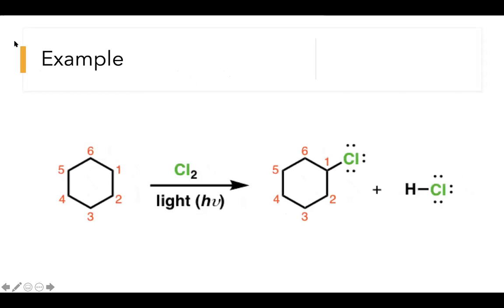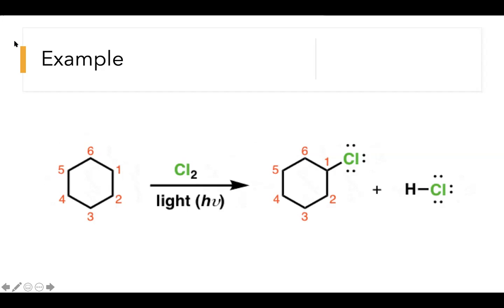So this first example we have a cyclohexane that is reacting with Cl2 and light in this radical substitution. And we know that there are two hydrogens attached to carbon 1. So the Cl2 is going to go through initiation or homolysis to create our two chlorine radicals. One radical will break the CH bond on carbon 1 to create HCl, and the other chlorine radical is going to substitute or replace that hydrogen, resulting in a chlorocyclohexane.